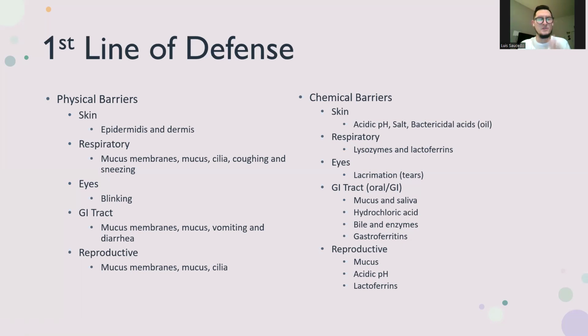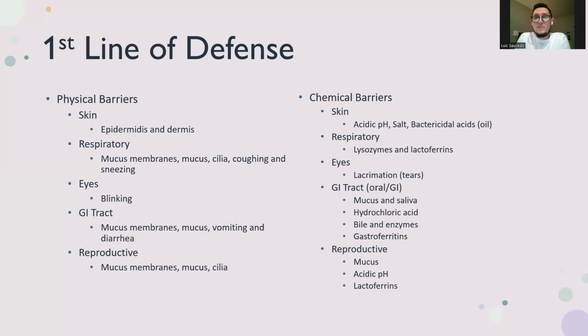So you can see, especially for the physical barriers, most of them are very similar. So GI tract, reproductive, respiratory, they all use mucous membranes and mucus. You got cilia in respiratory and reproductive. Eyes, you really just have blinking. That's probably not going to be on the test. If I was giving you a test, I probably would put eyes on there, but I'm just throwing it on there because it is part of your study guide. And then the skin, basically just the epidermis and the dermis.